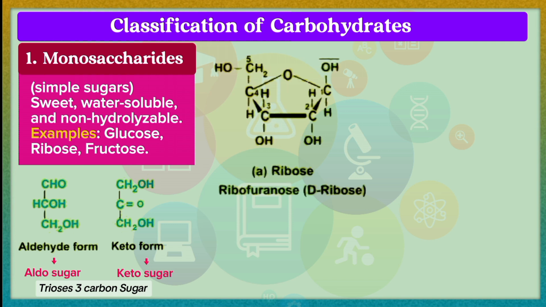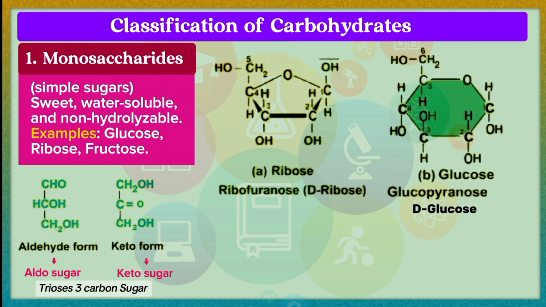Most of the monosaccharides form a ring structure when in solution. For example, ribose will form a 5-cornered ring known as ribofuranose, whereas glucose will form a 6-cornered ring known as glucopyranose.